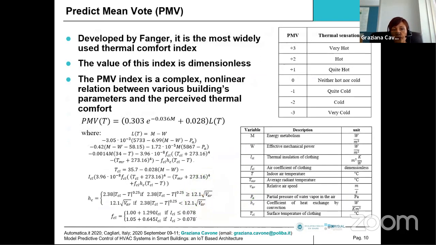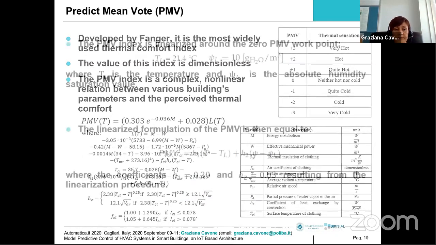Some preliminaries, fundamentally on the predicted mean vote index. Such an index was developed by Fanger and is largely used for evaluating the thermal comfort. It is an index that has a dimensionless value that can vary between plus and minus 3, that represents a thermal sensation of very hot, very cold. As you can see, the index is really complex and nonlinear, and it includes a lot of variables that regard, for example, the energy metabolism, the effective mechanical power, the thermal insulation of clothing, and so on. So it is fundamentally really complex.